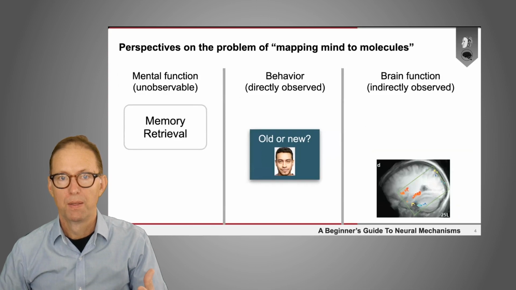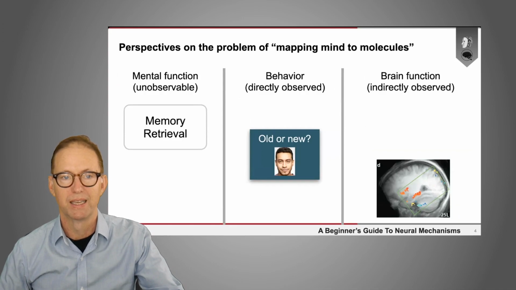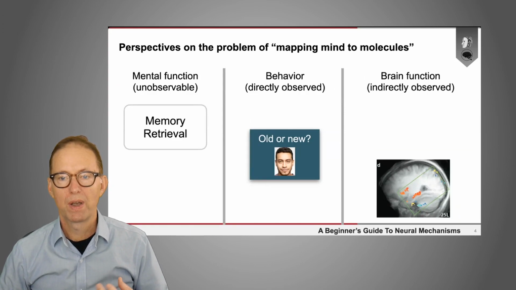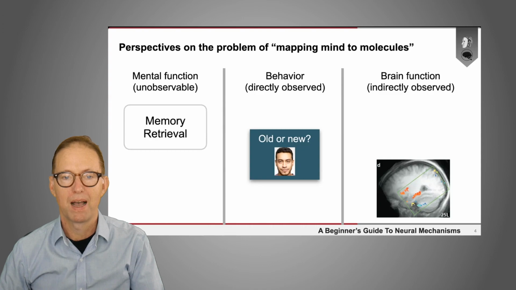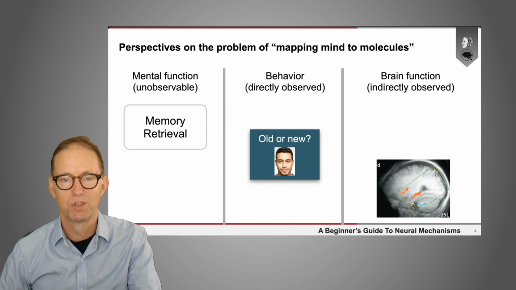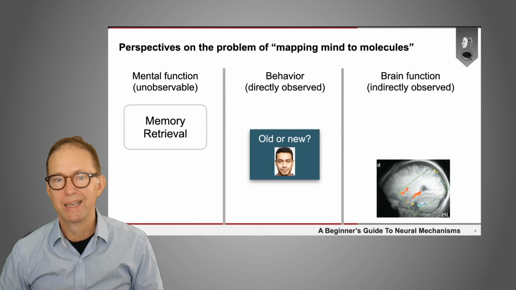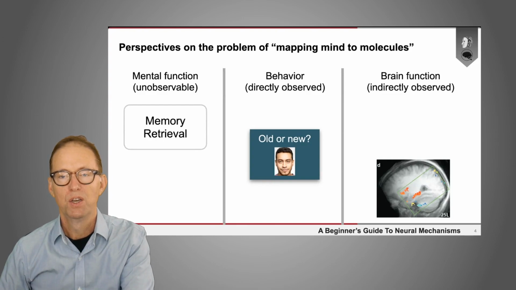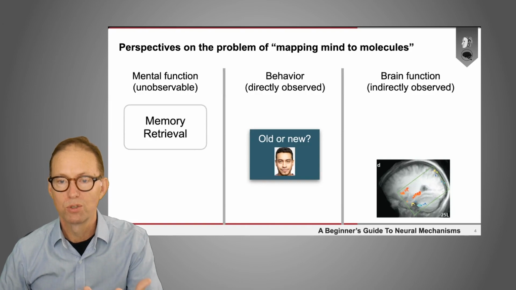One way to think about the problem of mapping minds to molecules is, on the one hand, we have these mental functions that we're interested in, but we can't see. So things that psychologists talk about like memory retrieval. The only way we can try to get a handle on those things is by having people perform psychological tasks and observing their behavior on those tasks. So for example, I might show individuals a set of pictures and then give them a task where they are shown individual pictures and have to say, is that picture old or new? Did you see it before or not? And then what we can do is indirectly observe brain activity while they're performing that task. We see their behavior directly. We see their brain function indirectly using tools like functional MRI.